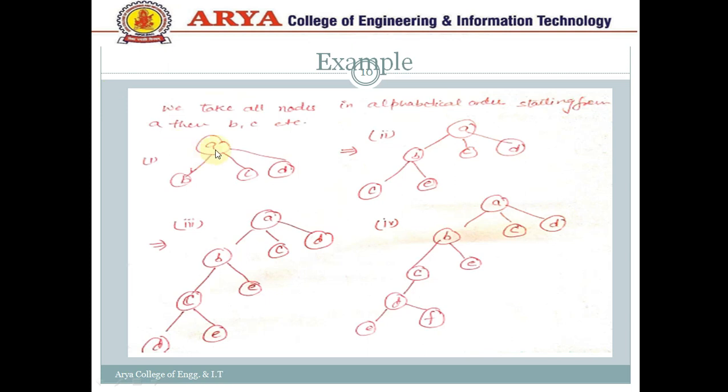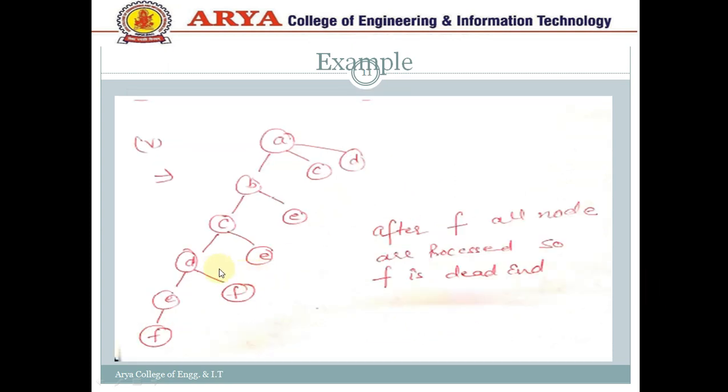That means after A we can select B, and B has the neighbor C and D. Now choose C, C has neighbor D and E. Now D has neighbor E and F. Move to the next. D has the neighbor E and F, and E has the neighbor F. After F, all nodes are processed. That means F has no value because the neighbors of F are already included in this tree, so we don't need to process this element. That means F is the dead end, so we have to backtrack from this F.